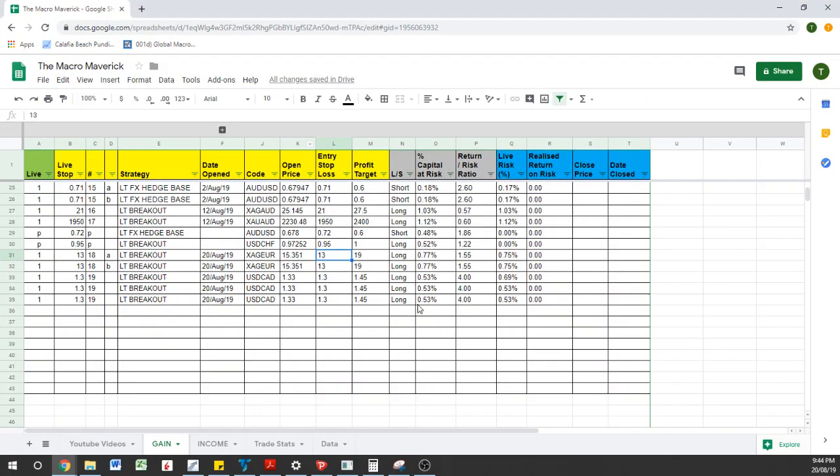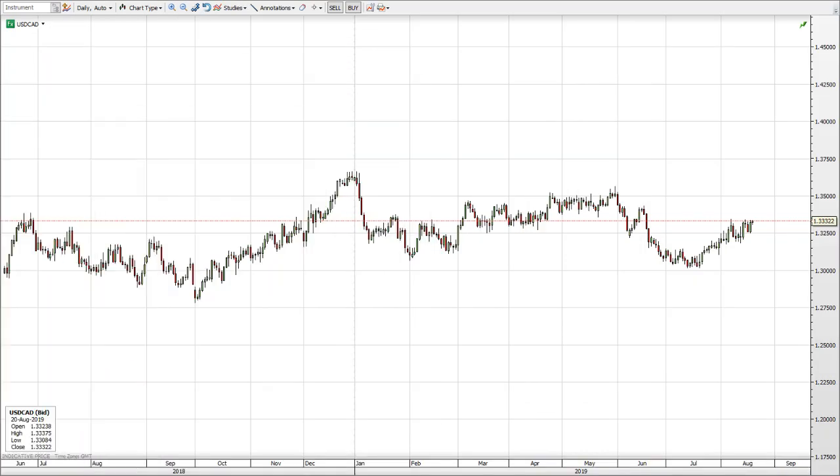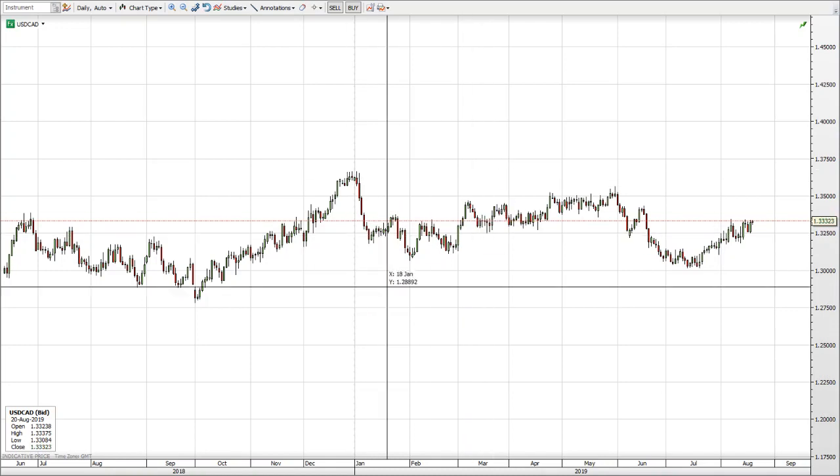I think my psychology has been fairly confident, and essentially this is the plan of what I'm going to do with the US dollar Canadian. Hopefully get in around 1.33, stop loss at 1.3, profit target 1.45, risking a total of 1.6% of my capital, return on risk of 4. That's really the idea behind it all, and we'll see how it all goes.